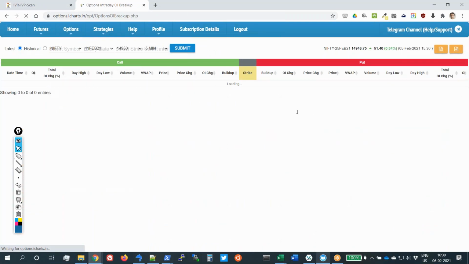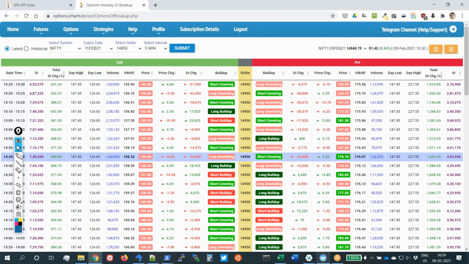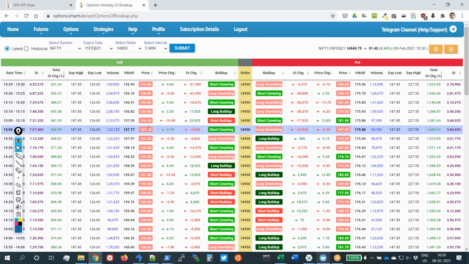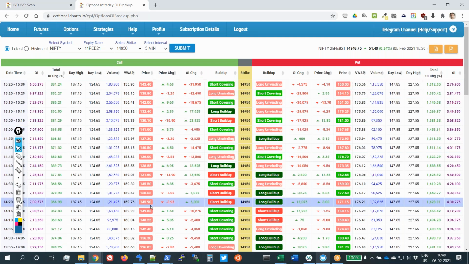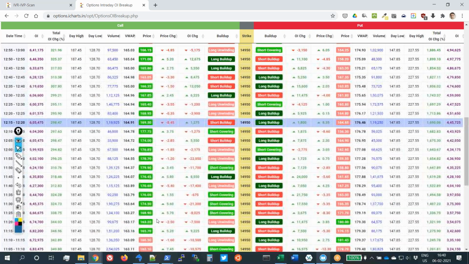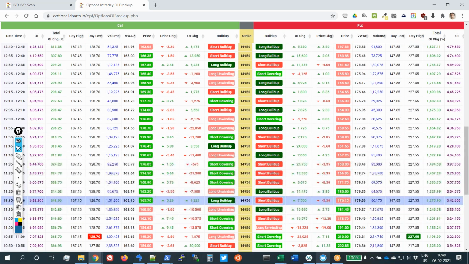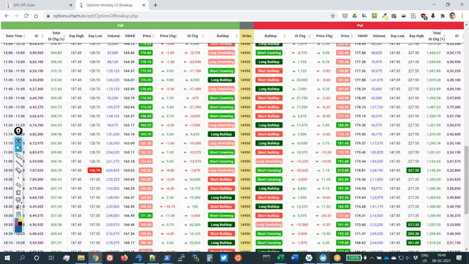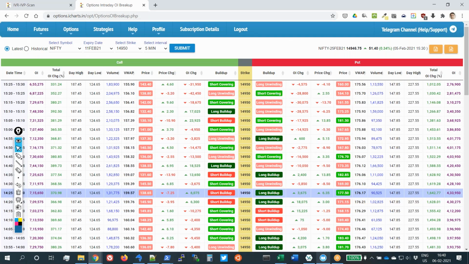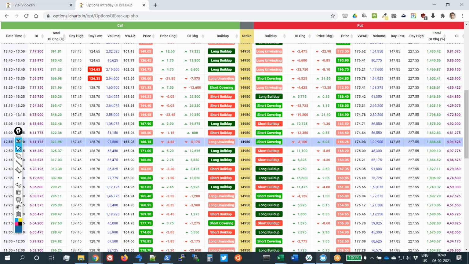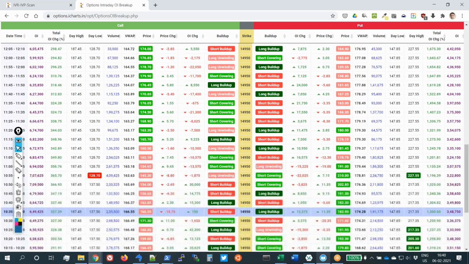Options OI breakup. Similar to futures OI breakup, again, the very important thing is to see where price is with respect to VWAP. Basically, you just need to take a look at the color over here, and then decide based on that where it is with respect to VWAP. But you have to be very careful. I can't tell you how we can take a trade using this, because if you see, it's all jumping all over the place.